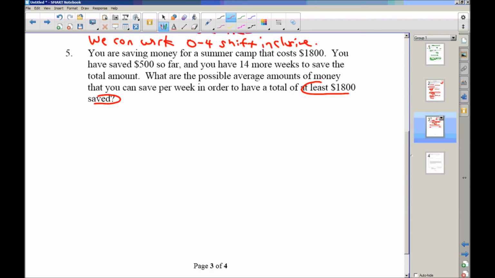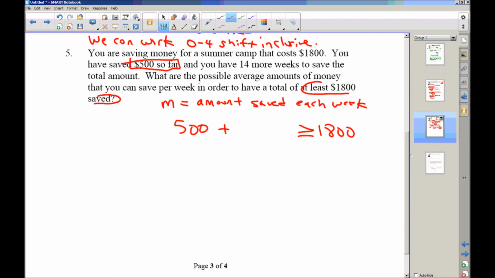All right, so we're going to be saving money each week, an average amount. So we just want to say this is what we'll save every week. Okay, so we're going to say money equals the amount saved each week. We know we want to have at least 1,800, so at least is greater than or equal to 1,800. And let's go back. How much did we start with? Well, we've already saved $500. And we're going to save some more money every week. Well, how many more weeks are we going to work at it? 14 more weeks of saving. So we'll solve this inequality.